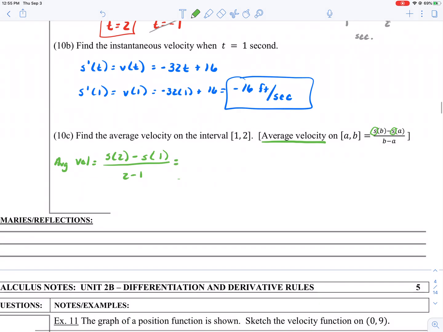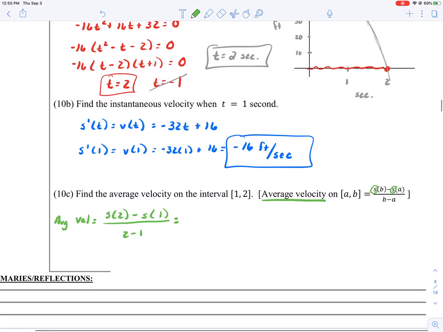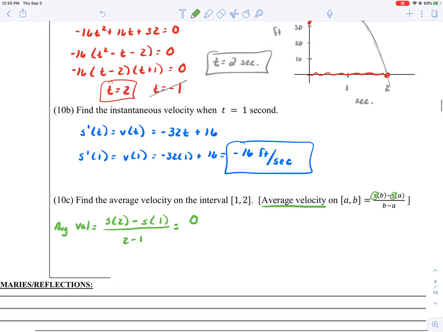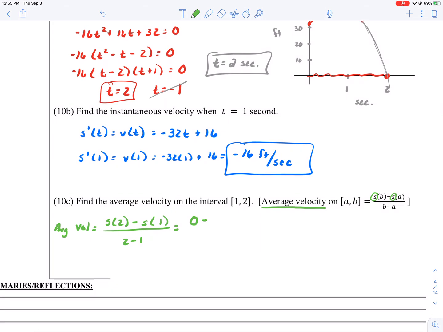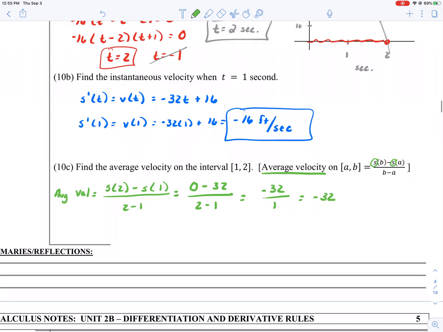So we would take these values, we would plug those in, right? So I would plug in a 2 into my position function, I would get 0. I would plug in a 1 into my position function, and I would get 32. So that's how high I was. So remember, you have to have your difference quotient. So you either have to have this piece or this piece. One of those two has to be shown, but you do have to have the difference quotient. So this does reduce to negative 32 over 1.